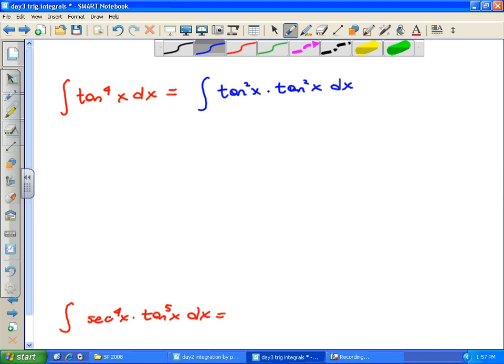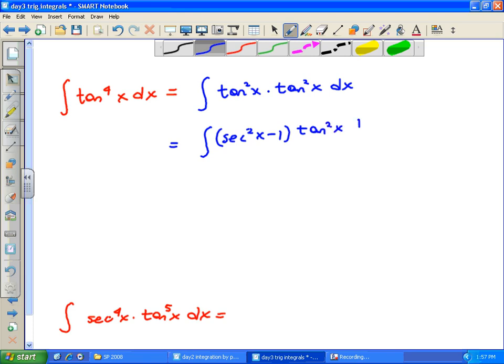And somehow we need a combination of secants and tangents to be able to solve this problem. So let's break one of these into and write it in terms of secants. So what is tangent square once again? Correct. Secant square minus 1. So one of them I wrote like that, and the other one I'm keeping as it is.